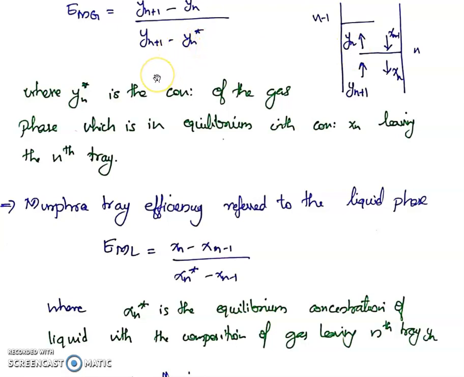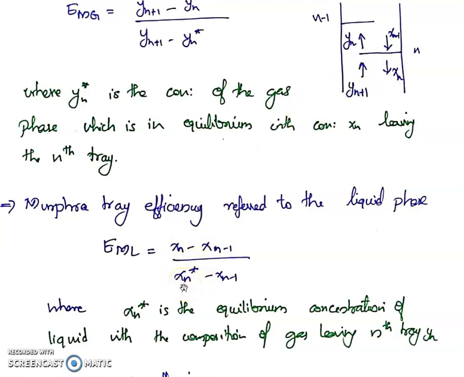So we can write Murphree tray efficiency with respect to the liquid phase also. You can see here xn is the composition of the liquid phase leaving the nth tray, and xn minus 1 is the composition of the solute in the liquid phase entering the nth tray. The ratio of the difference xn minus xn minus 1 to xn star minus xn minus 1 is known as Murphree tray efficiency of the liquid phase. Here xn star is the equilibrium composition of the solute in the liquid phase. And like I said, if xn and xn star are equal, then efficiency will be equal to 1.